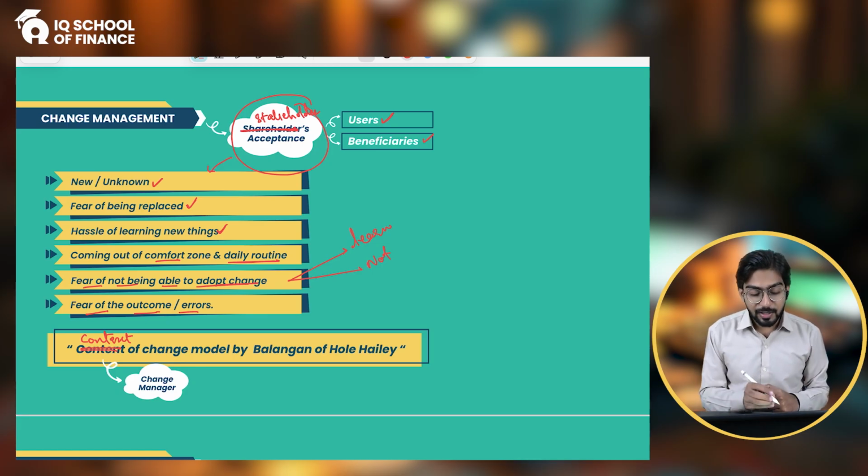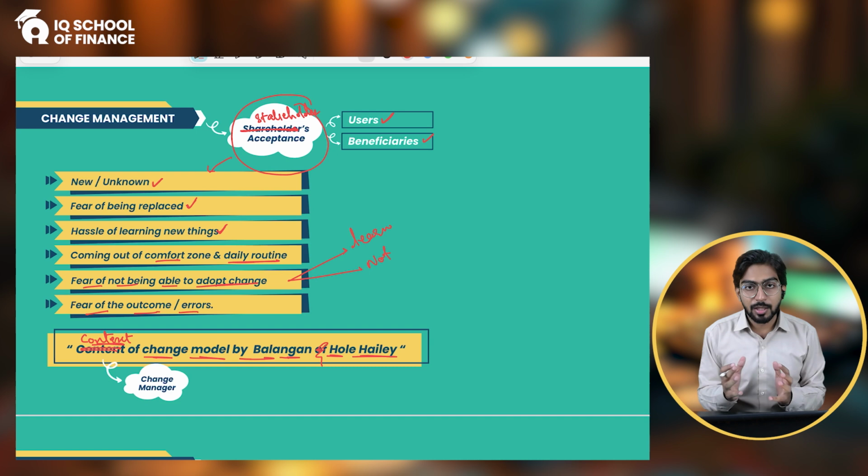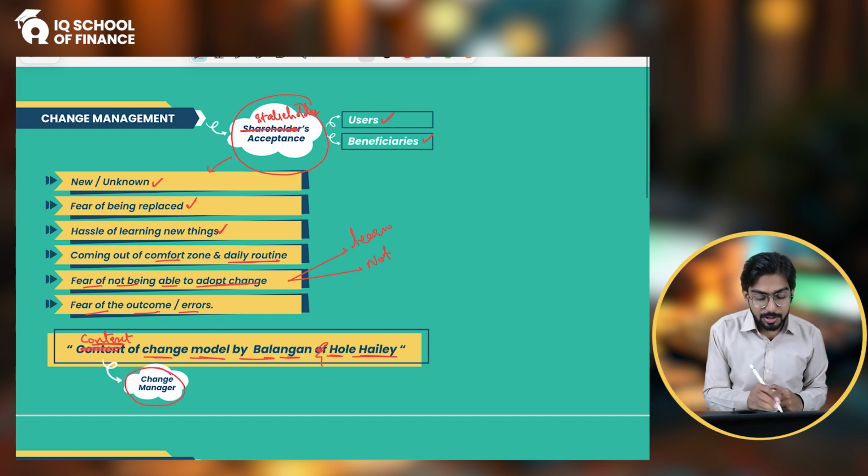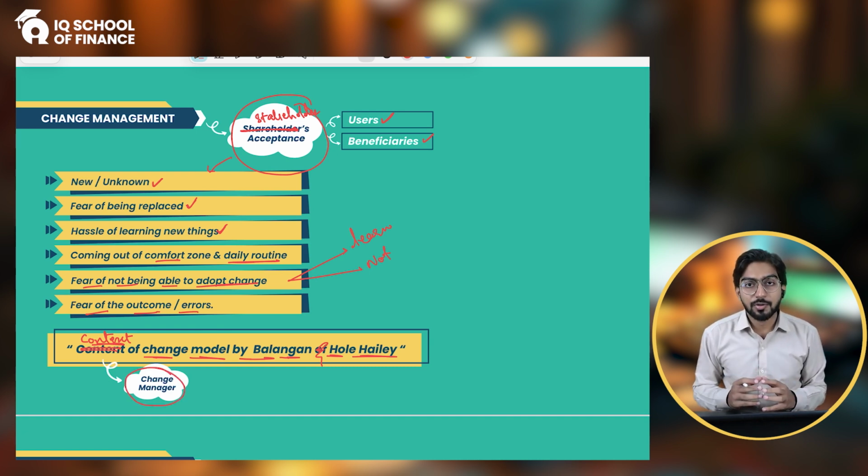So for that, we have today's model, which is called the context of change model by Balogun and Hope Hailey. All right. So they have prepared this model, context of change, for the change manager. If you are going to become a change manager as a business leader, you will manage this as well. So you need to use this model.